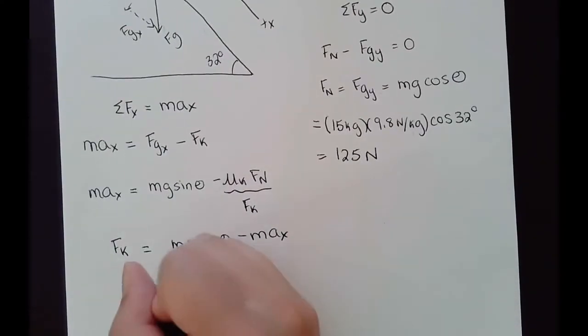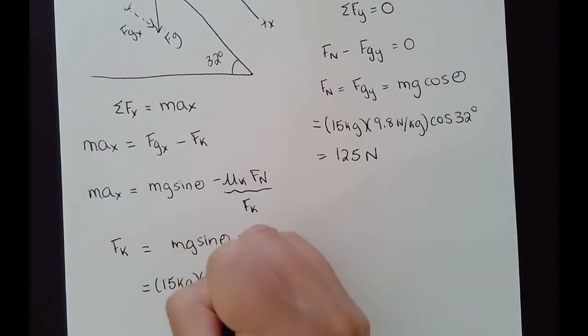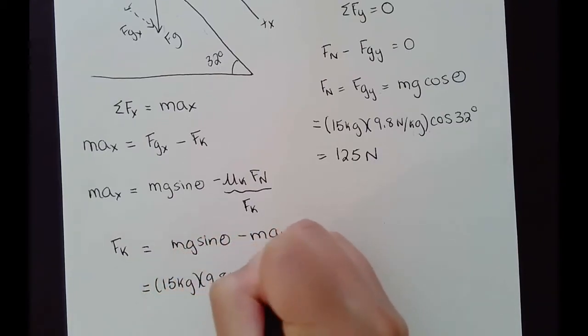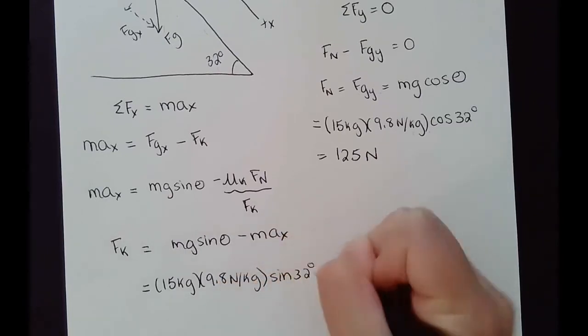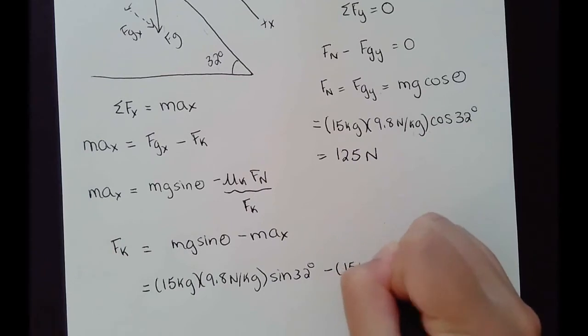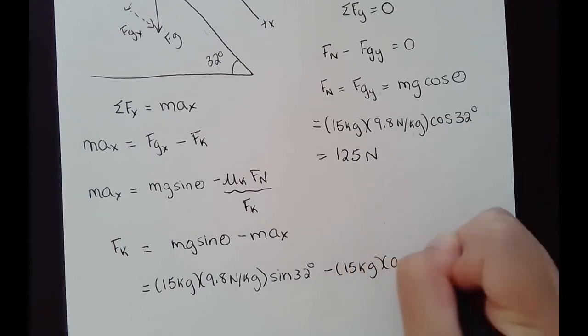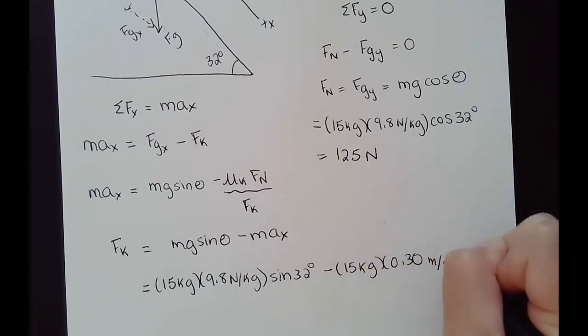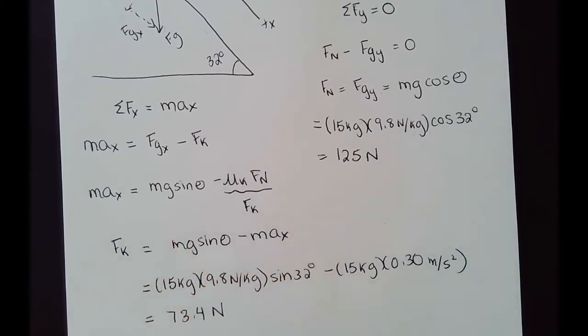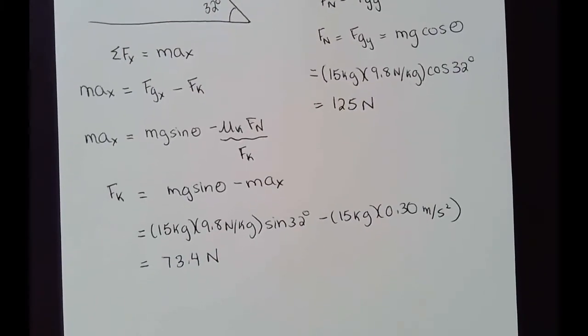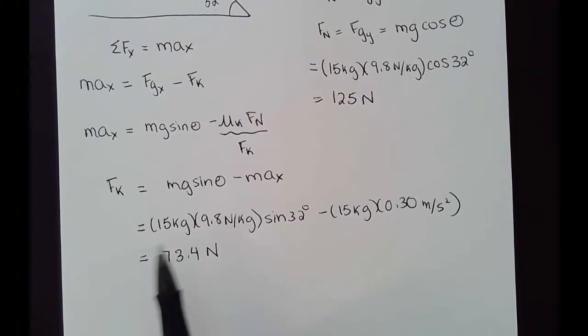Okay, and then we can plug in here. So that's going to be 15 kilograms times 9.8 newtons per kilogram sine 32 minus 15 kilograms times 0.30 meters per second squared to give the force of friction as 73.4 newtons. And so that's the first part, what was the friction?